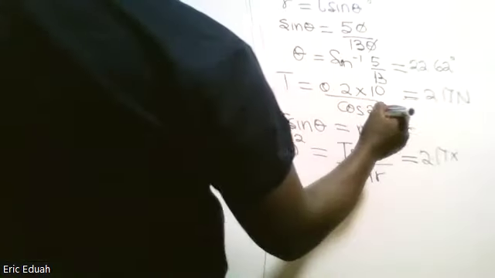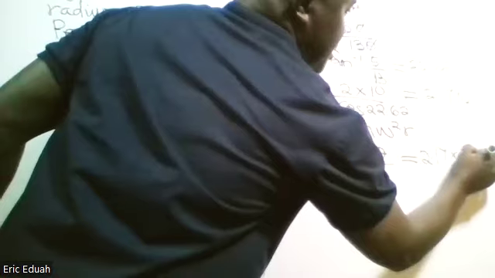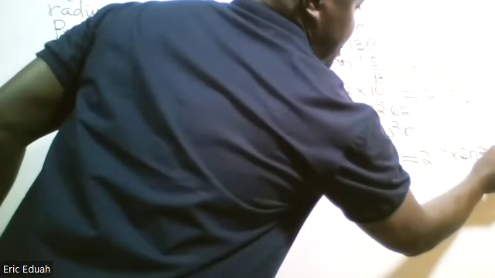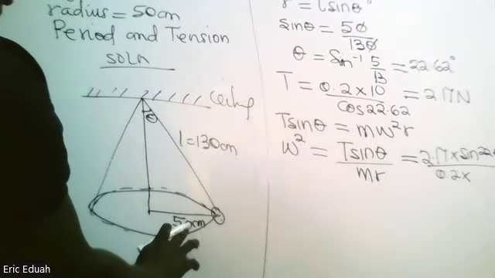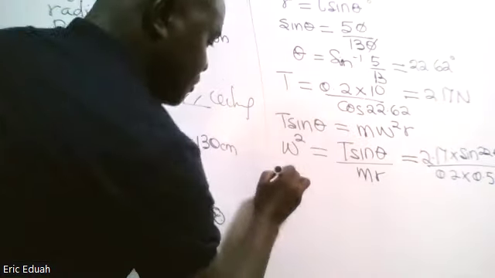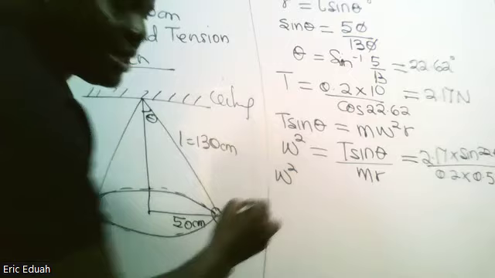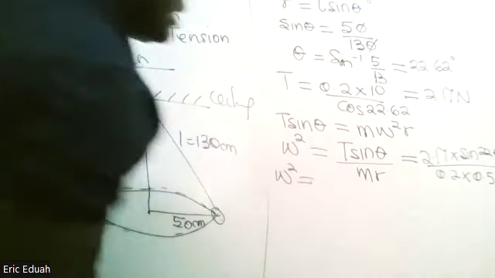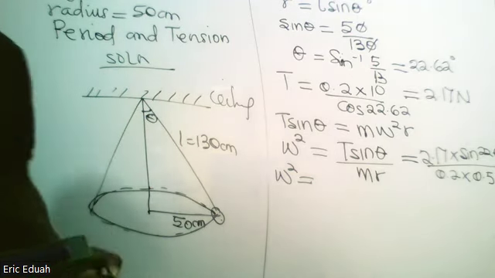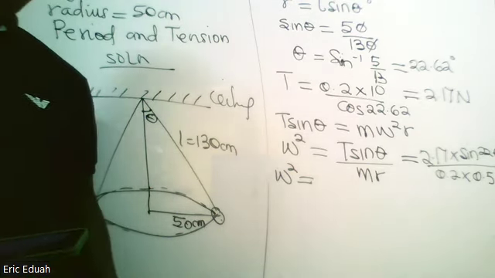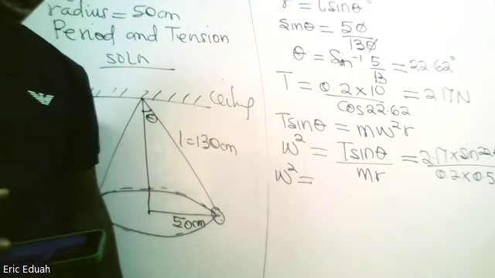2.17 times sine of 22.62 over the mass 0.2 times radius 0.5. So calculate and then give me whatever you have for this. Sine 22.62 times 2.17 divided by the denominator.